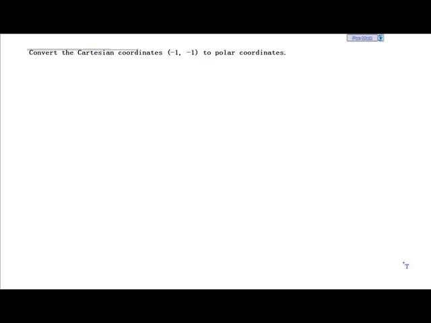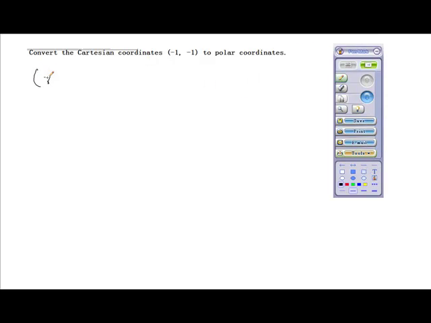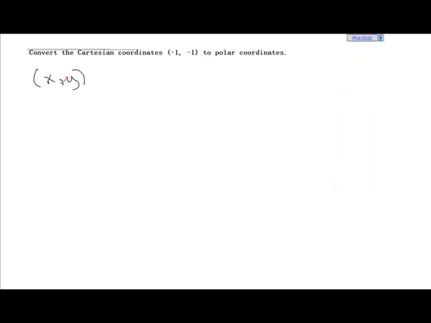We're asked to convert the Cartesian coordinates -1, -1 to polar coordinates. While we do have formulas for this, I'll go ahead and state those real quick. We want to go from the format x comma y, describing a point in terms of how far to the right of the origin you need to go, how far up or left and down, whatever direction that might be. We want to convert that to describing a point in terms of its radius on a circle and its angle.